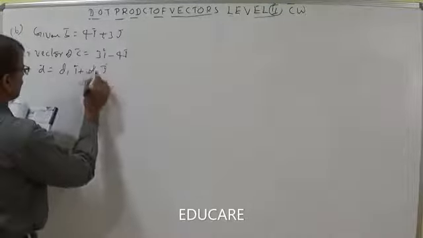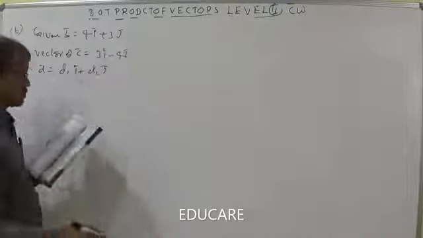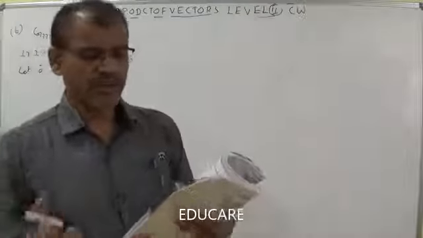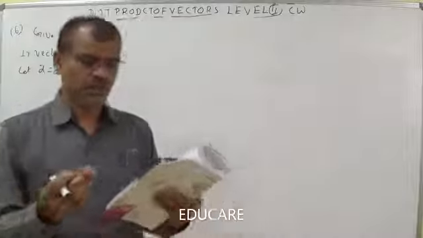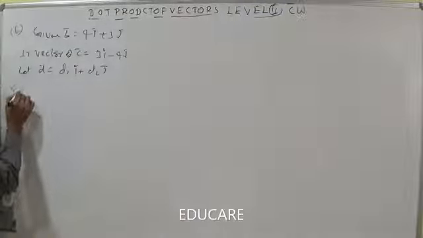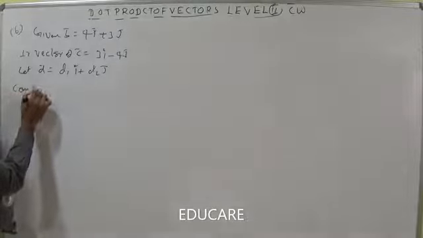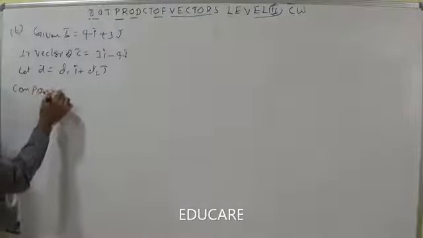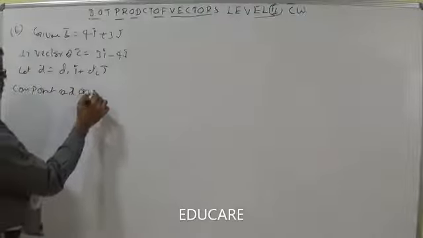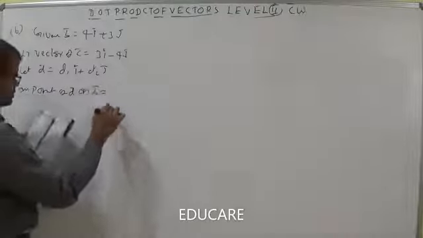Vector D = D1 i + D2 j, a vector in the same plane, has components 1 and 2 along B bar and C bar. Now you should understand component as projection. The component of D bar on B bar is equal to how much is given?